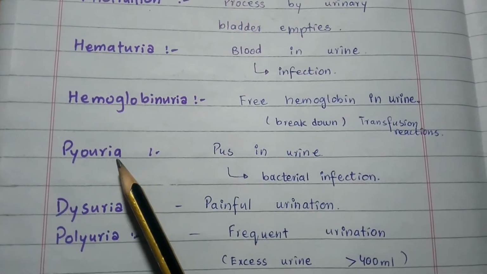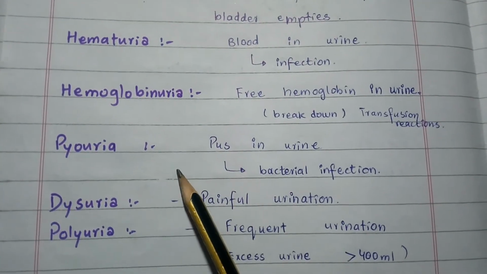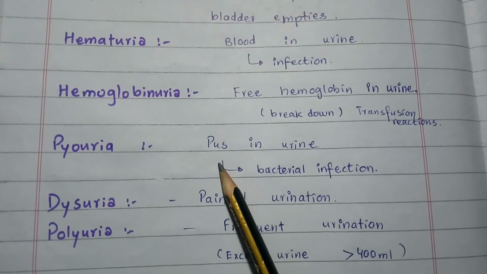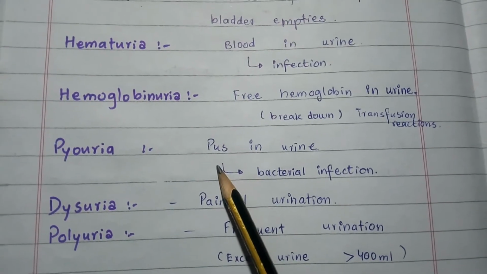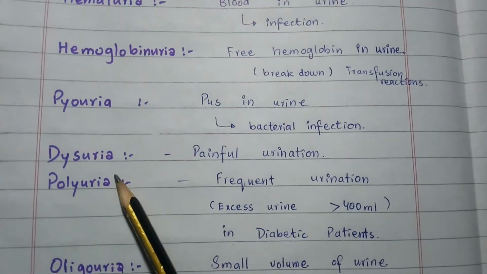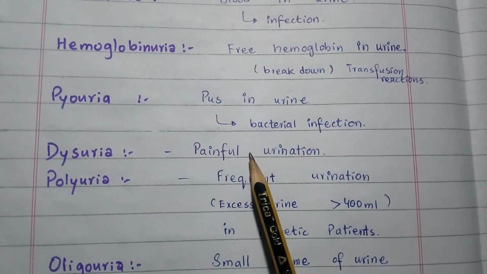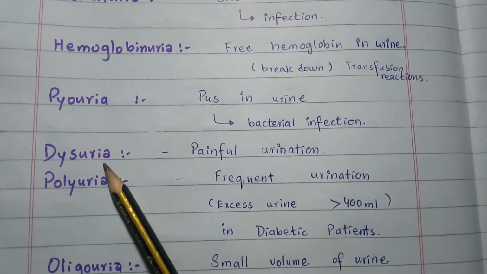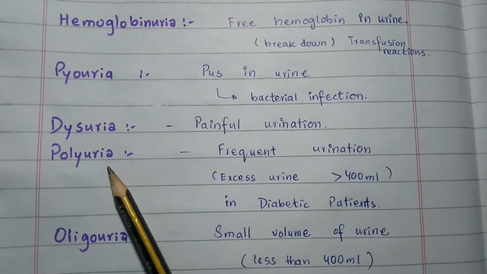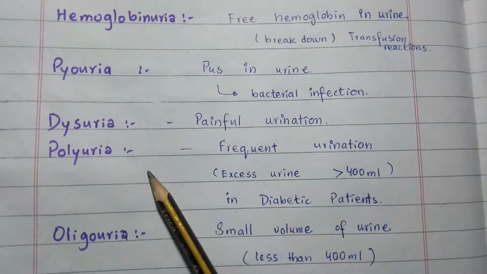Then pyuria. Pyuria is the medical term used for the presence of pus in the urine, typically from a bacterial infection. Then dysuria. Painful or difficult urination is medically termed dysuria. Then polyuria. A condition of frequent urination is called polyuria.